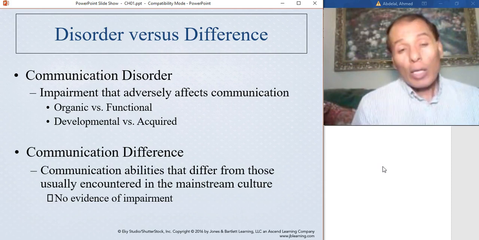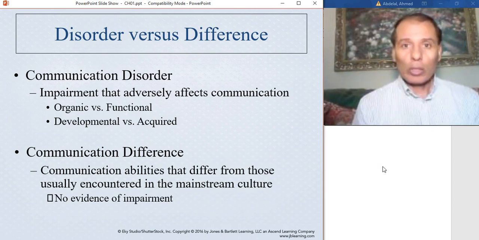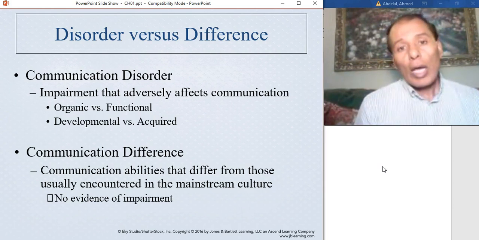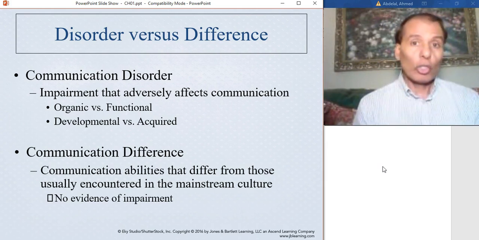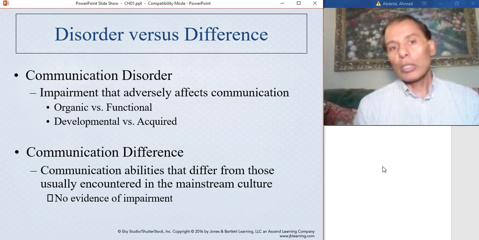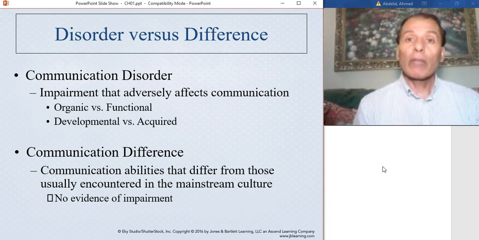There are situations, of course, when someone whose native language is not English also has a language or communication disorder. But for that to be labeled a disorder, it has to exist in both languages. So if someone has, say, a language problem, you want to know: is it a language difference or a language disorder? You have to test them in both languages, and if the problem exists in both, then that is a language disorder in the native language and also in the second language.